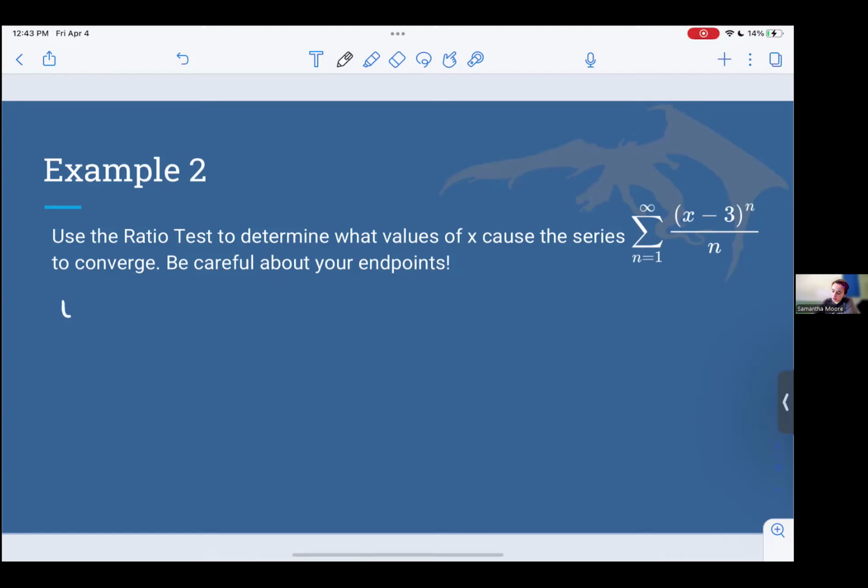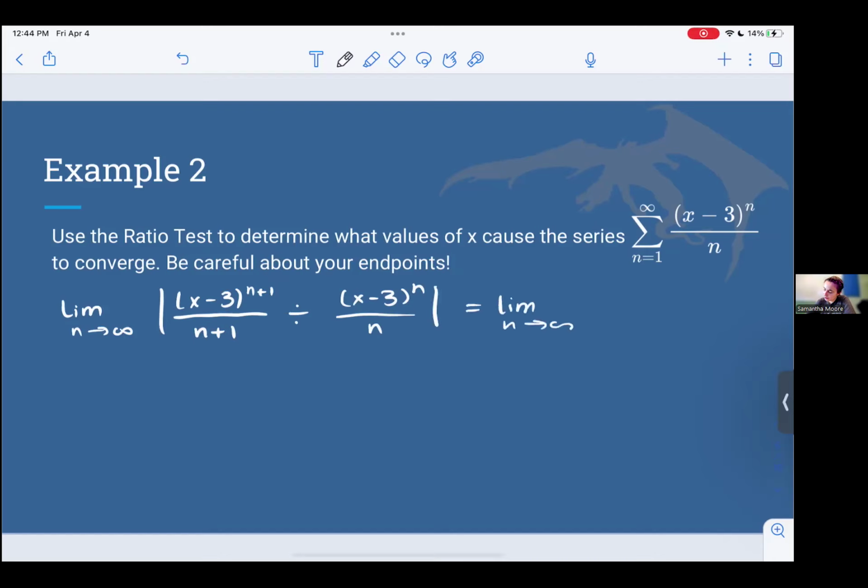So the ratio test, again, says take the limit as n goes to infinity of the n plus 1 term, so (x minus 3) to the n plus 1 divided by n plus 1, divided by the nth term, all in absolute value. So I've got the limit as n goes to infinity of (x minus 3) to the n plus 1 over (x minus 3) to the n, times n over n plus 1.